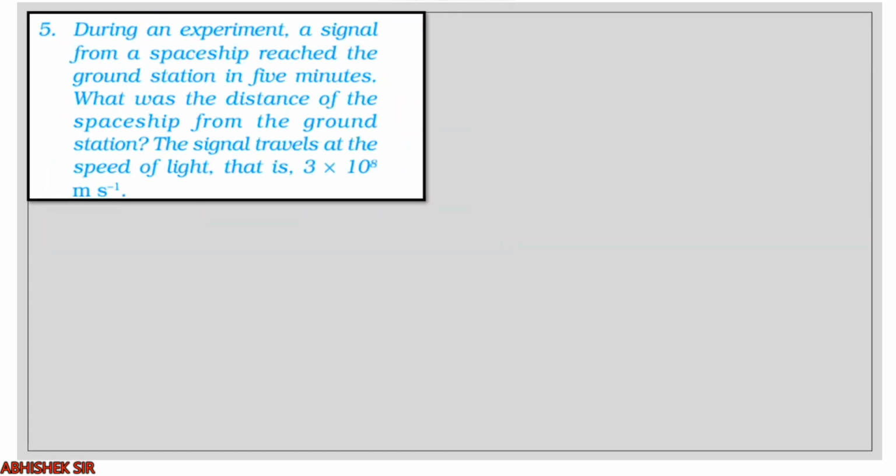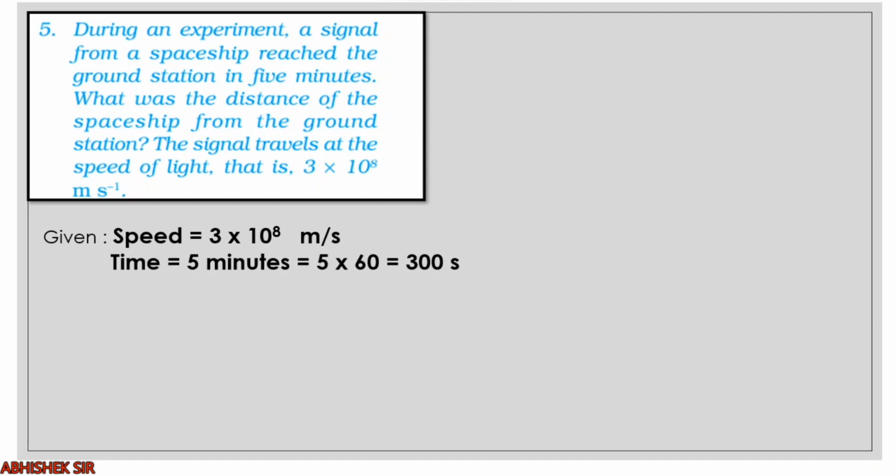Next question, the last one from this set. During an experiment, a signal from a spaceship reached the ground station in 5 minutes. What was the distance of the spaceship from the ground station if the signal travels at the speed of light? A very simple concept: time is given and speed is given. So we will use the formula. We will first write down the speed, whatever is given. Speed is 3 into 10 raised to 8 meter per second. Time 5 minutes, that is 5 into 60, 300 seconds.